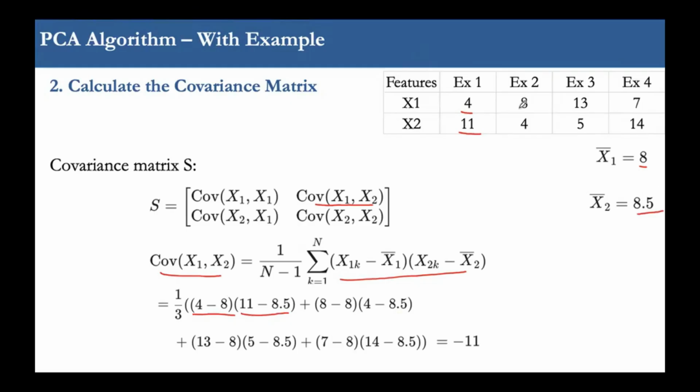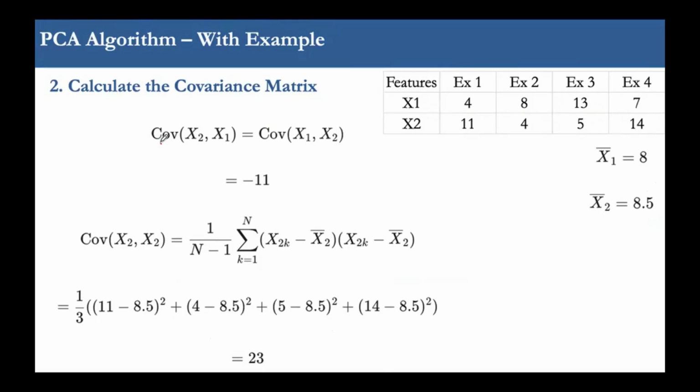Similarly 8 minus 8 into 4 minus 8.5, plus 13 minus 8 into 5 minus 8.5. So we get this one. Similarly, we get the next term. When we simplify it, we will get minus 11.